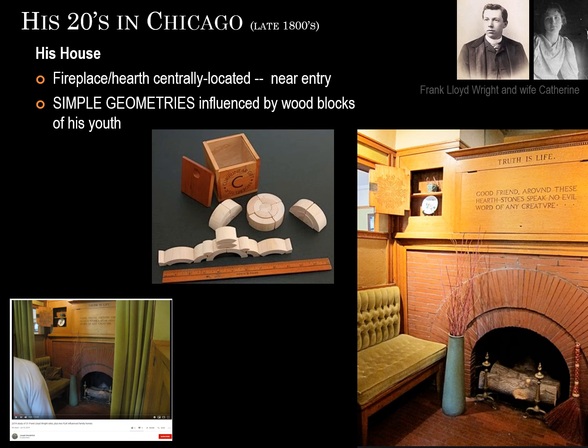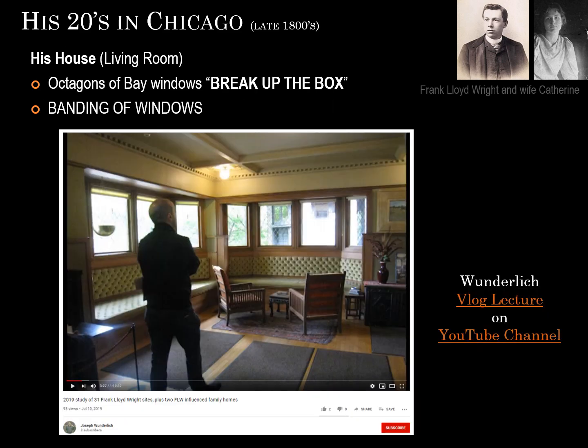This is a fireplace hearth. Typically, Frank Lloyd Wright put the fireplaces in the middle of the building. The chimneys were big, wide chimneys, typically in the middle of buildings. And you can see the strong geometries of this fireplace. Octagons here of these, it's a little bit hard to see. You can see it in plan view. But the banding of windows we're going to also talk about quite a bit here.